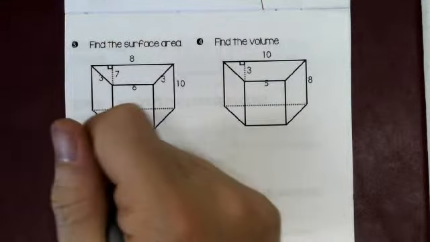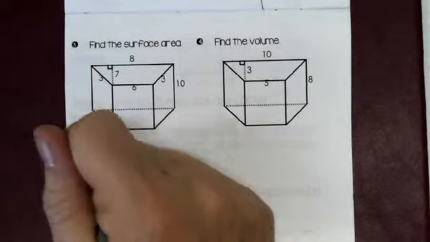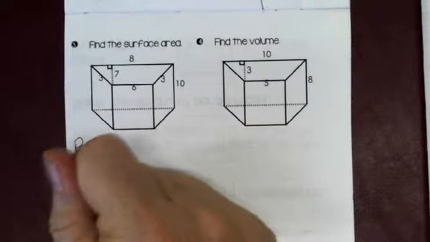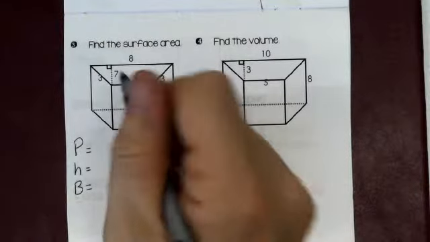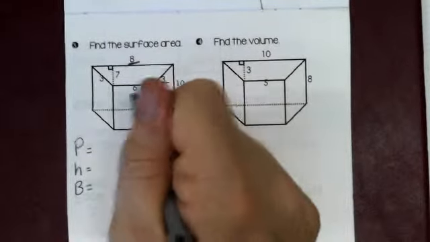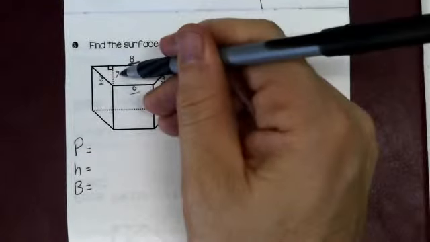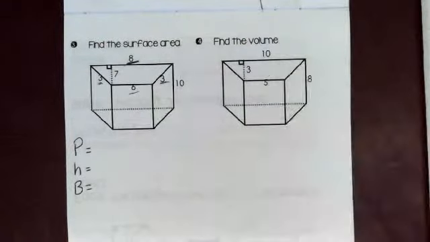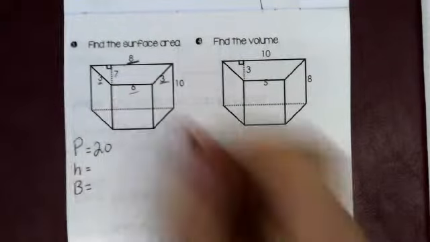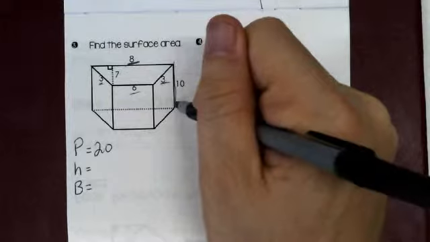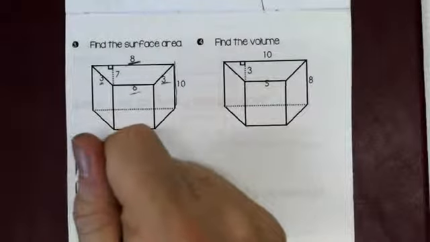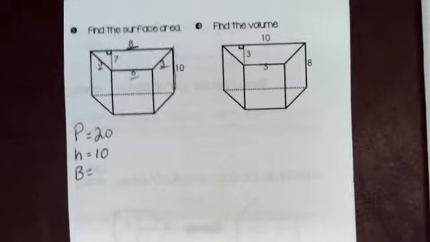Again, we're finding surface area. Means I need to know the perimeter, the height, and the area of the base. For perimeter, I'm just going to add the 8, the 3, the 6, and the 3. Notice the 7 is not part of my perimeter. That gives me a perimeter of 20. The height, remember that's the height of our prism, not the trapezoid. That height would be 10.